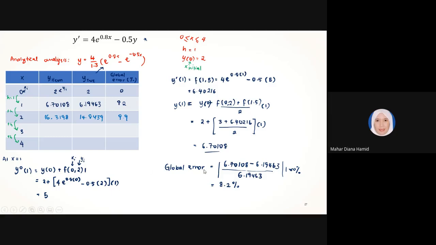Doctor? Yes. Can I know for the analytical analysis, is it e power 0.8, and then what comes after that? Oh, sorry, it would be x. This would be x. All right, thank you. Okay, welcome.